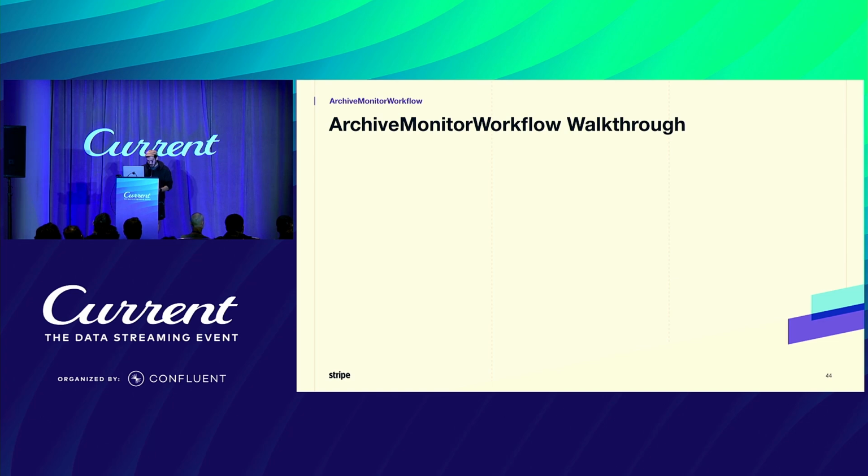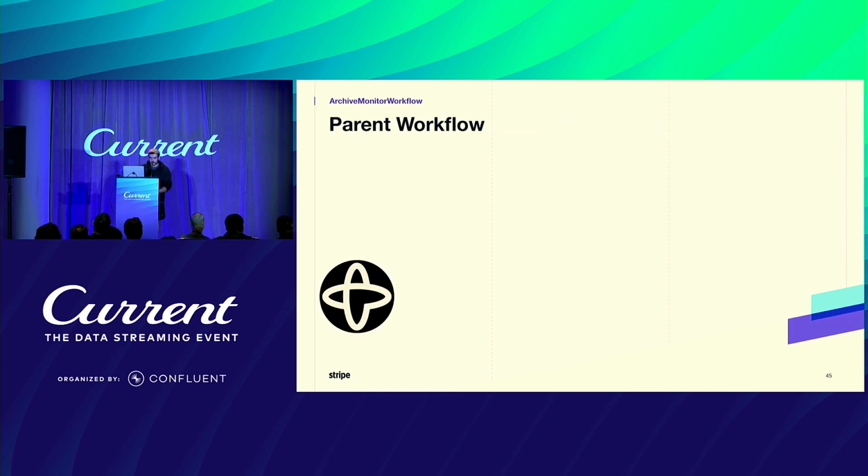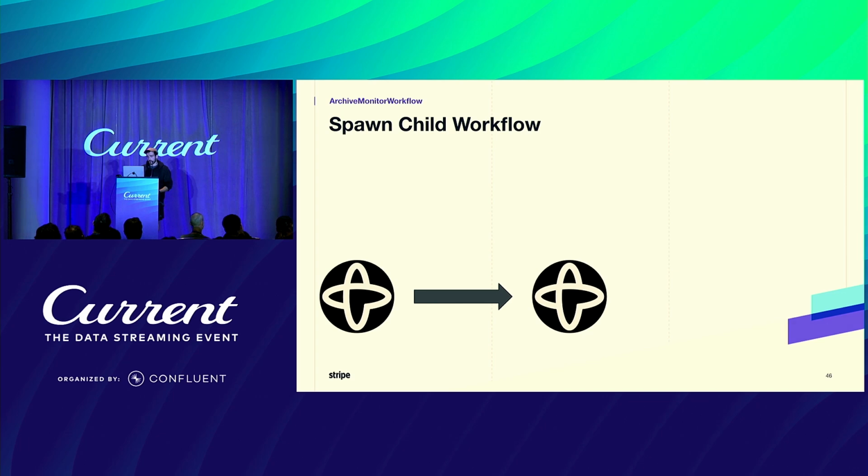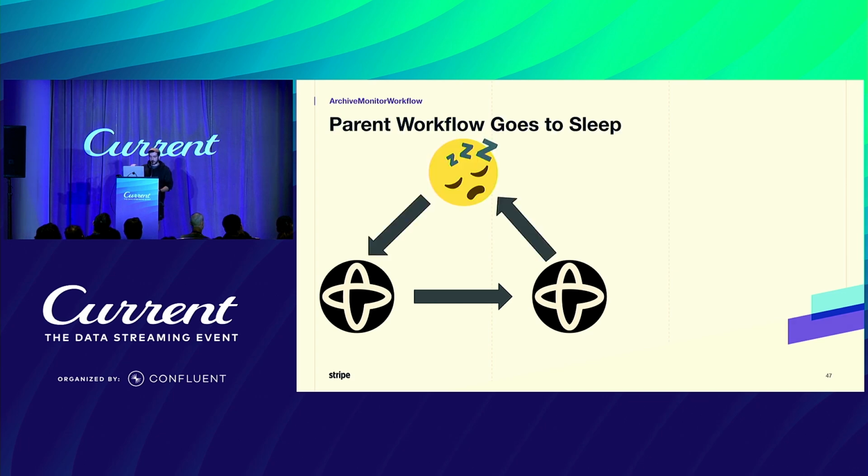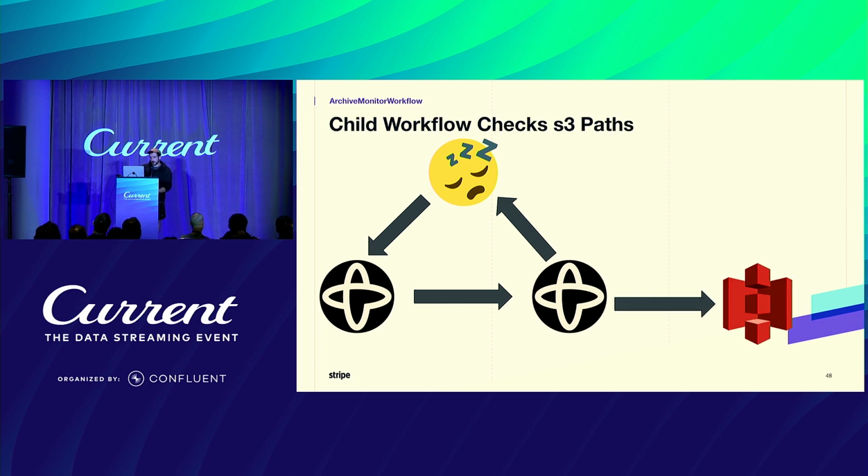So let's just paint a picture of how this works. Like I said, you have this parent workflow that on a 15-minute cadence spawns these child workflows. It'll spawn the child workflows, go back to sleep, and then wait and continue to do this process again and again. The child workflow will then wait and check these S3 paths. Although we hope that the data written to Kafka is written to S3 every 15 minutes on the dot, it's not realistic for that to happen. There's going to be some problems along the way.